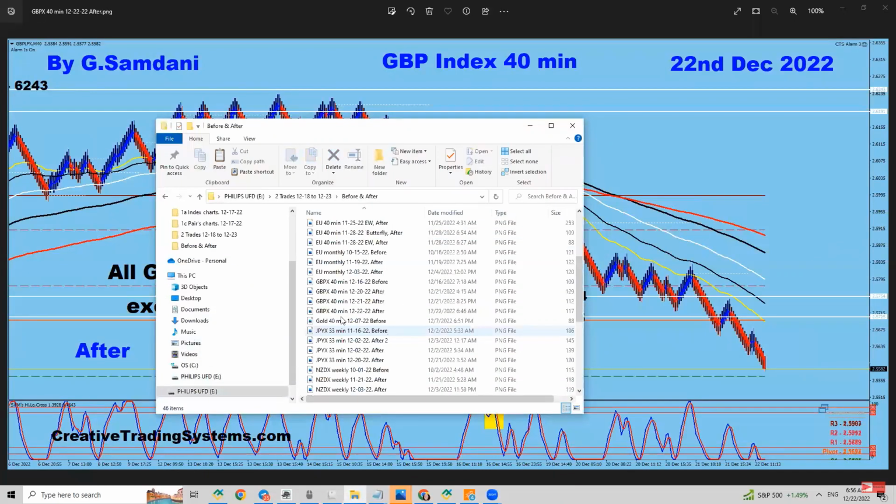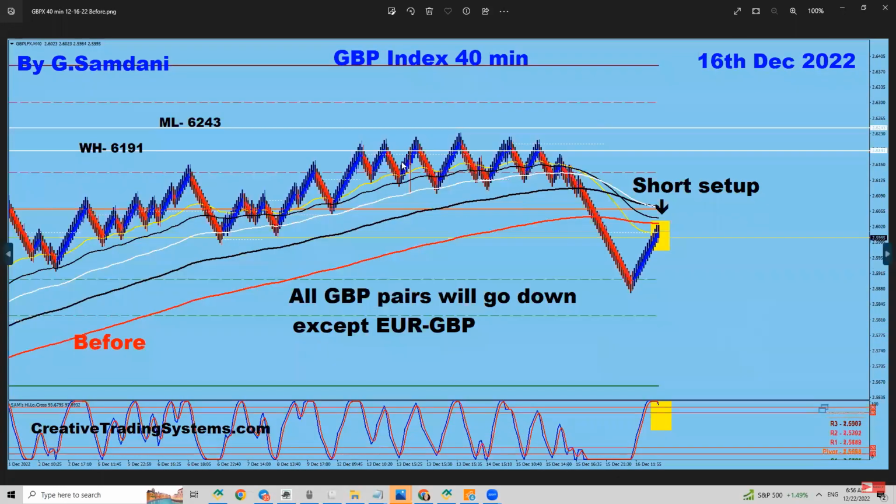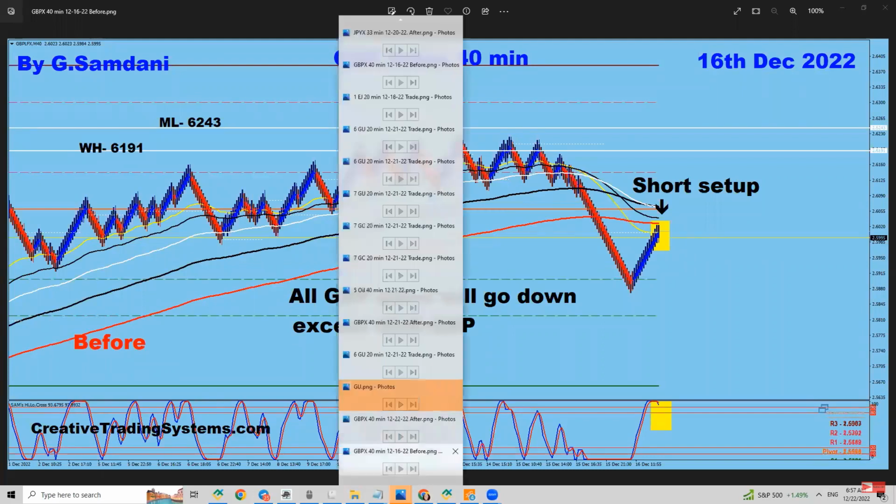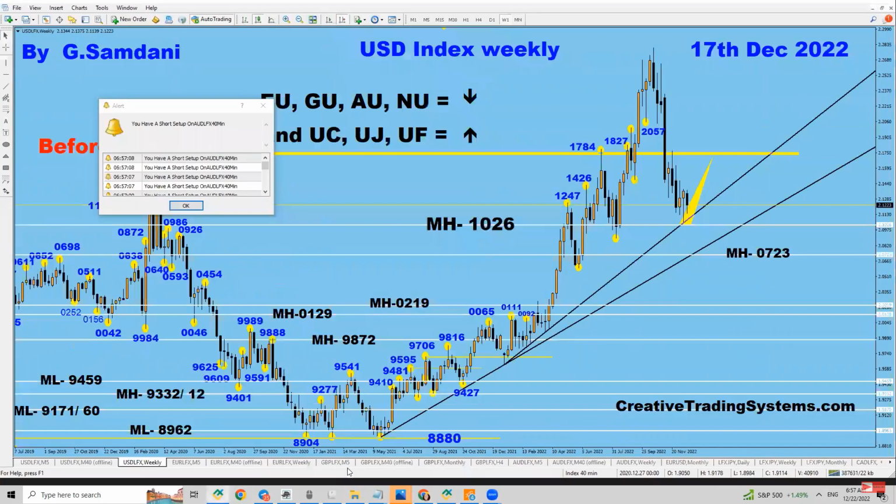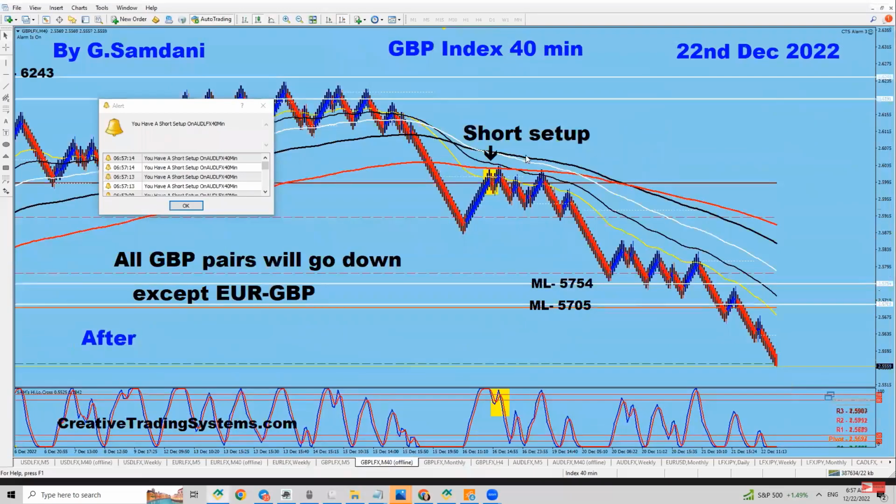So I made this chart when I said, okay, this looks like a nice short setup on a 40-minute chart, right? Here, pound index, 40-minute short setup. Am I recording? Yeah. So you can see clearly that it is going down. I mean, it was a nice, beautiful short setup. And this is the setup that you can see here now. It is like this, not this, sorry. Like this, just keep going down. This was the setup that I showed.